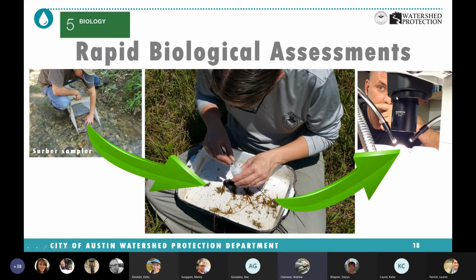So how do you monitor this ultimate response variable? One way you can do it is through rapid biological assessments. You can study different layers of biology. You can do animals, plants, algae. In this case, what we're seeing here is that we're capturing a representative sample of the benthic macroinvertebrate community in a creek using a Surber sampler.